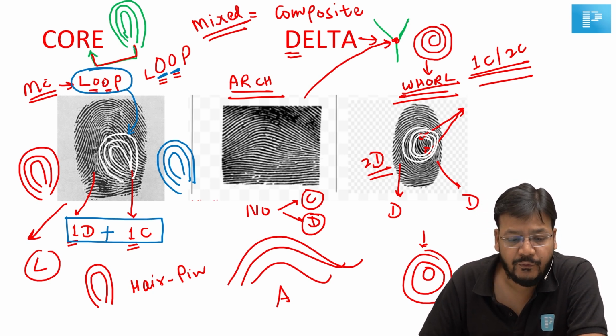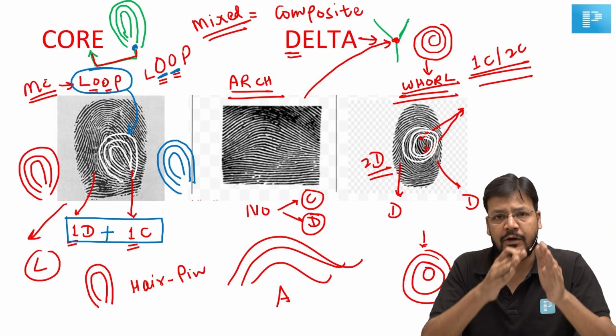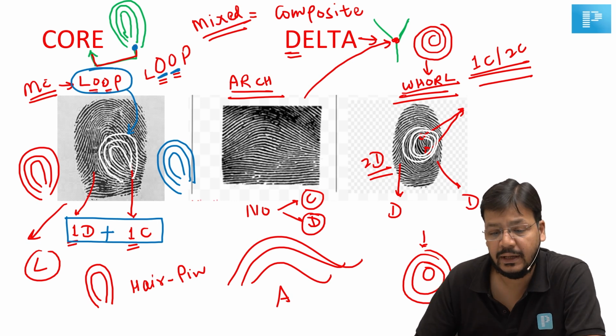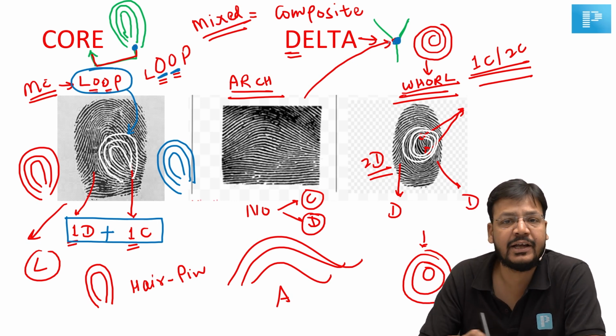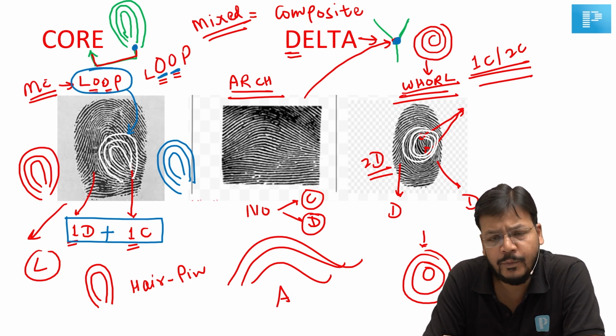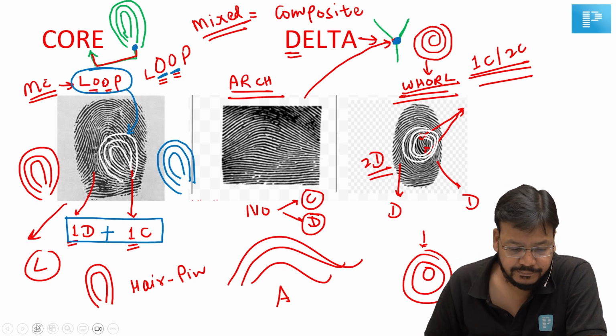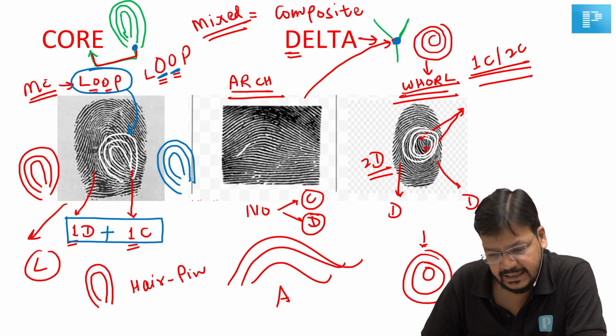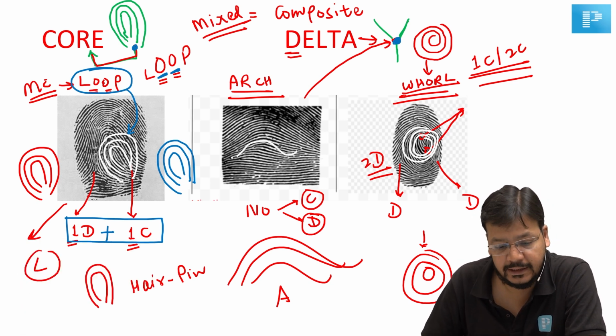What is core? When the points merge or converge towards each other, that's a core. And the meeting point from three directions is a delta. So in loop variety, there is one core and one delta. The most common variety is loop variety.